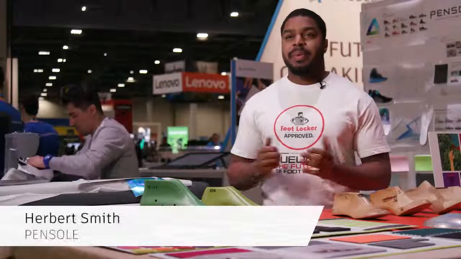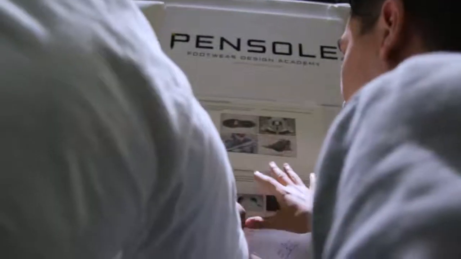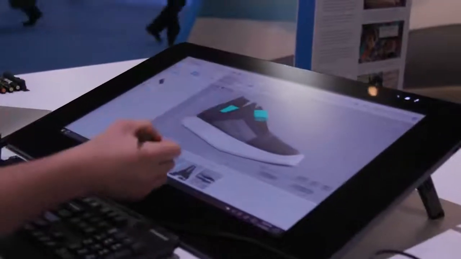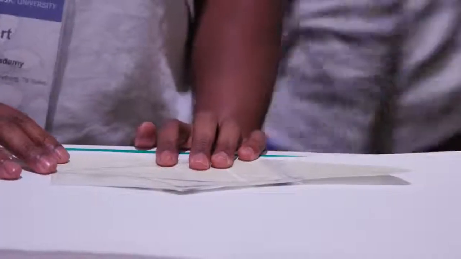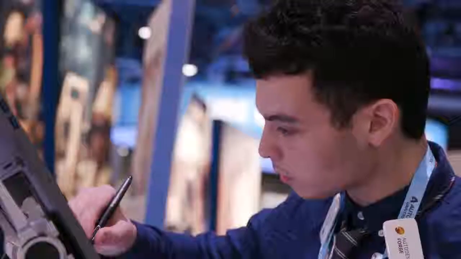My name is Herbert Smith, and I'm the marketing designer at Pensole Academy. Pensole is an independent footwear design academy where we work with brands to identify the top talent of footwear designers. So Pensole is important because we're one of the only pipelines for aspiring designers to get into the footwear industry. We work directly with the brands and give students exposure.